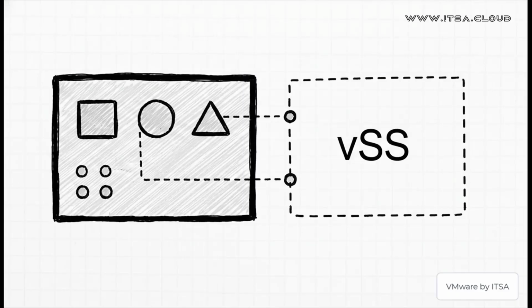Next up, our virtual machines need a way to plug in, right? That's where virtual ports come in. Every single VM gets its own dedicated port, just like plugging a network cable from your computer into a jack on the wall. It's their personal on-ramp to the network.